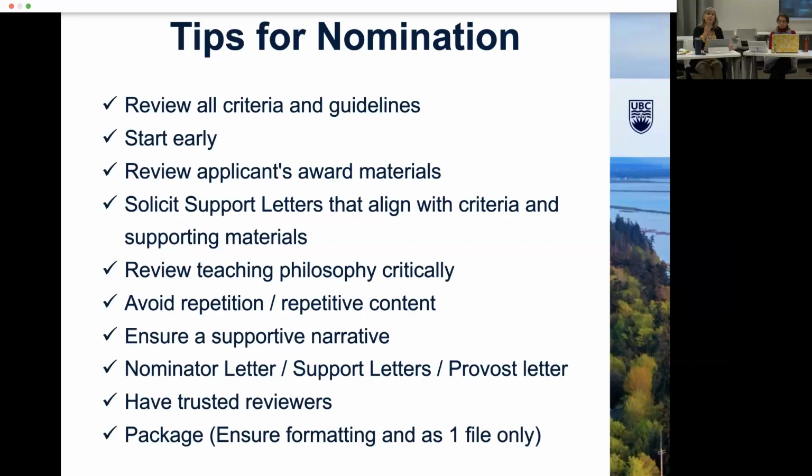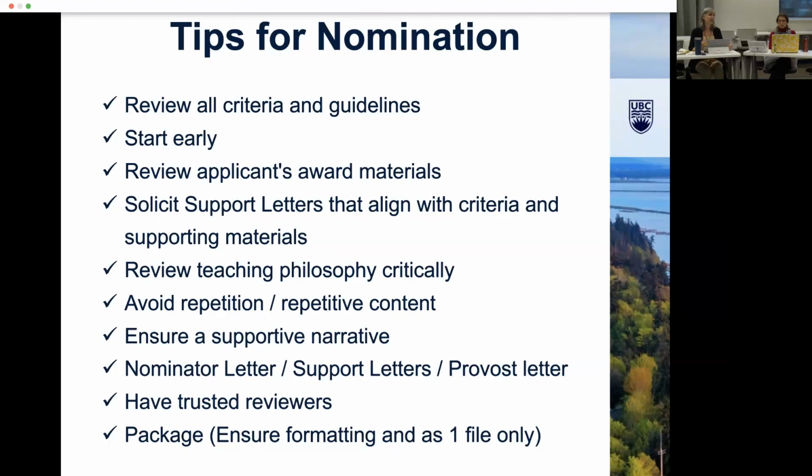Review the teaching philosophy, and might even talk about how your teaching philosophy changed over time, if you're a more seasoned faculty, or the person you're nominating is more seasoned. And that's definitely something that the CTL can help review, that teaching philosophy. Sometimes it's a philosophy statement, sometimes it's a 2-page philosophy that they're writing about. And avoid repetition and repetitive content throughout the whole thing.